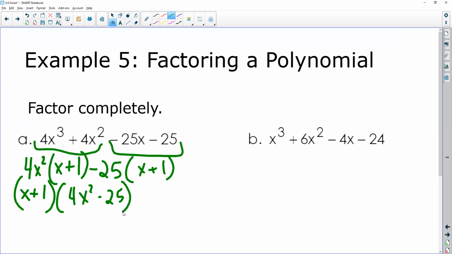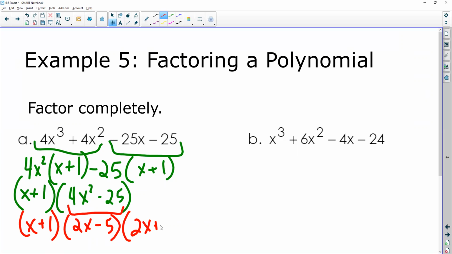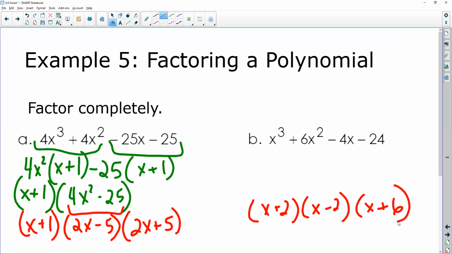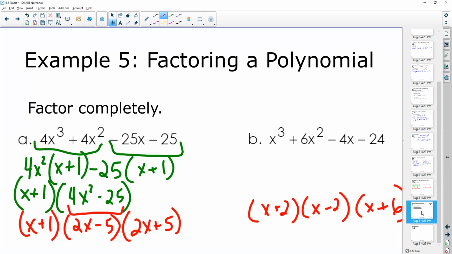Well, at this point, I know I have 4x squared and a 25. That's a difference of squares. So I'm going to take x plus 1, and then I'm going to factor this out. That's 2x minus 5, 2x plus 5. All right, we didn't die. Try the next one. You do the same thing. When you are finished, you should get x plus 2, x minus 2, x plus 6. Okay, you're stuck. Come to the discussion.